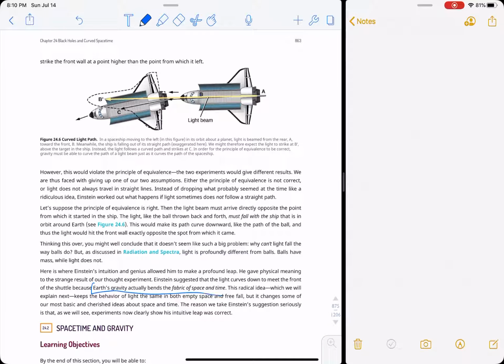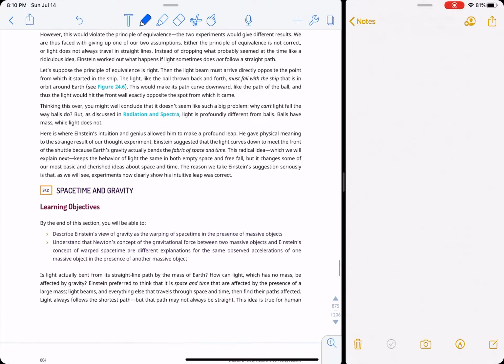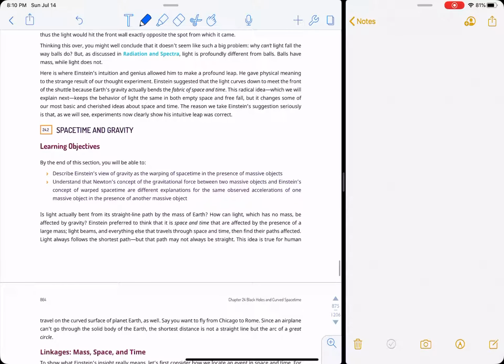So the idea with space and time is that gravity, according to Einstein, bends space and time. It turns a Euclidean space, a nice flat geometry, into a curved geometry. And then in order to determine the equations of motion for something moving around in a gravitational field, you need to consider the curvature of space and time. And that's what gravity is. It's a result of the curvature.